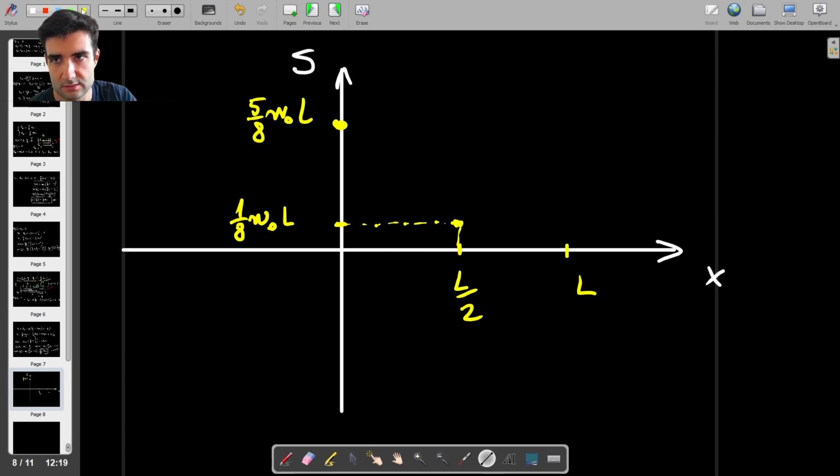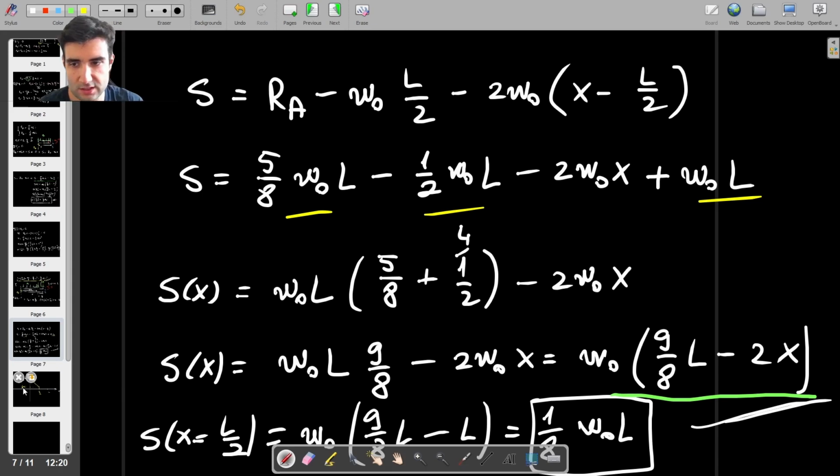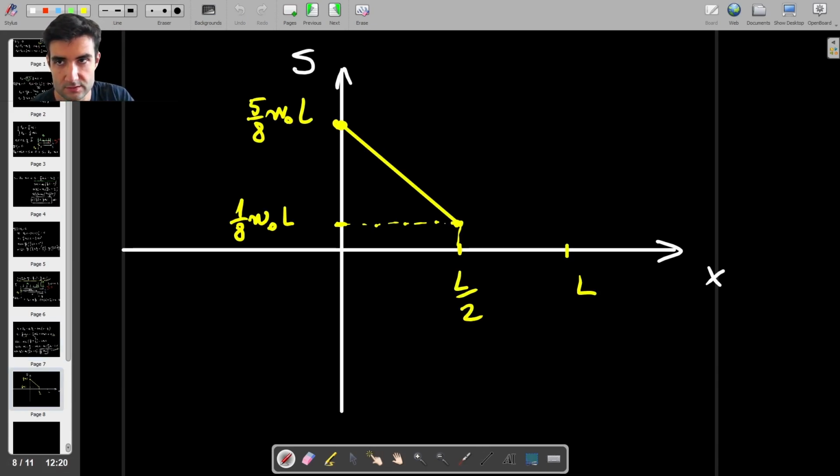So for the first part, we have the shear force diagram looking like this. And then for the other part, we have the shear force looking like this. Okay, so we know it starts from this point here, but then how does it go?